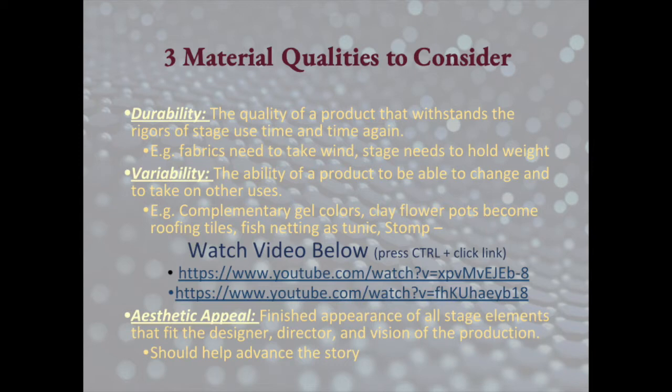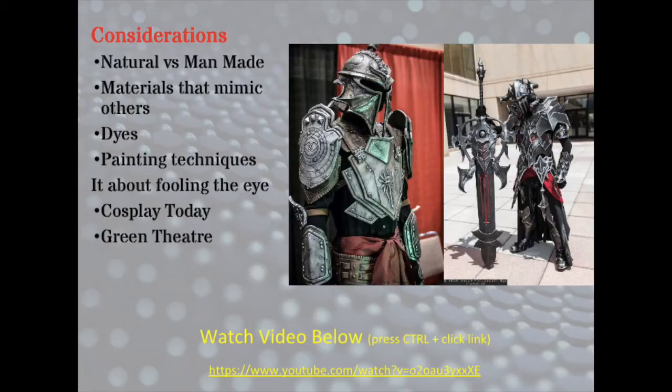And then we have aesthetic appeal. Finished appearance of all stage elements that fit the designer, director, and vision of the production. And it should help advance the story. Some more considerations. Natural versus man-made. Materials that mimic others. Dyes, painting techniques, it's all about fooling the eye. And cosplay today is a great example, and there's a video also attached in the PowerPoint of a guy making armor, just like pictured here, and it's obviously not steel.